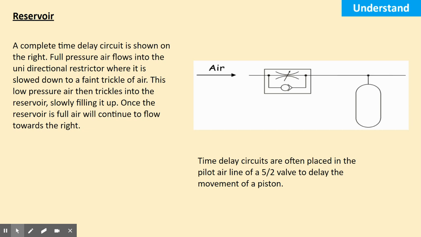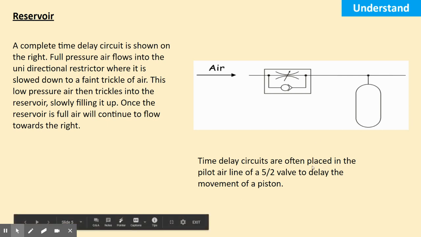If you're wanting to really slow down the air, it will be done through the unidirectional restrictor here. And then you have the time delay of the reservoir. So this is extremely useful if you're really wanting to slow down the air flow. And that could be for safety reasons or whatever it is that you're needing this slow air. It says time delay circuits are often placed in the pilot air line of a 5-2 valve to delay the movement of a piston, to slow the piston down.